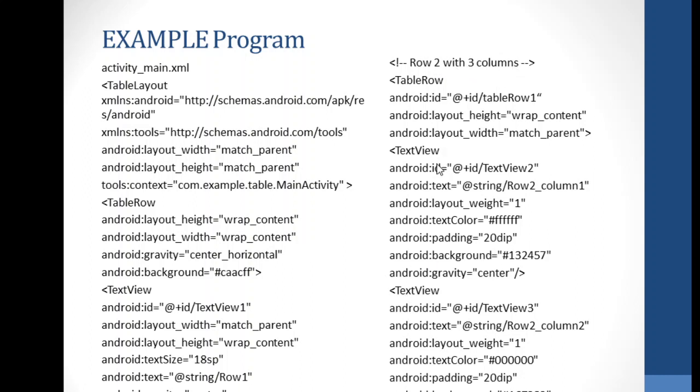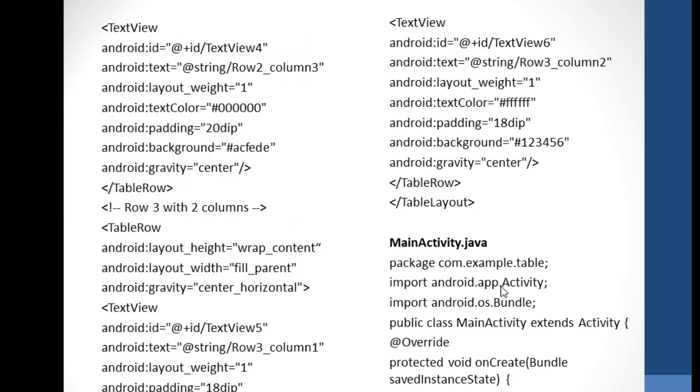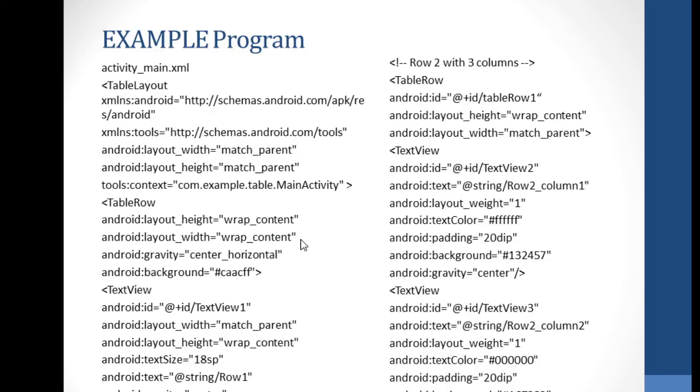So I have placed text view 1. Sorry, I have already given the ID text view 1 over here, so text view 2, text view 3 and text view 4 over here. And I have created another table row. This is the comment section, row 3 with two columns. So I have given the two text views, and this is the Java code. I have overridden onCreate, only onCreate. Why? Because I am creating only a table with a specified number of columns.